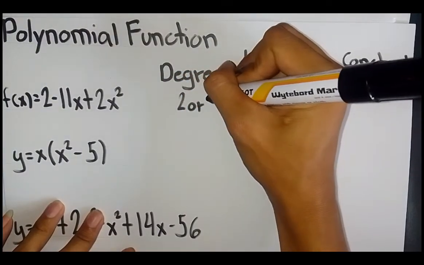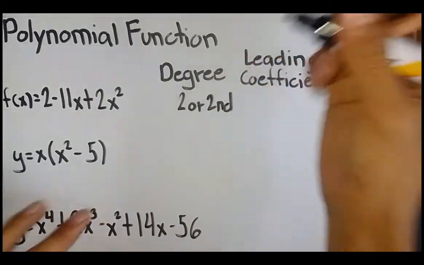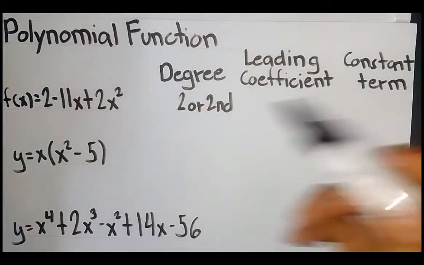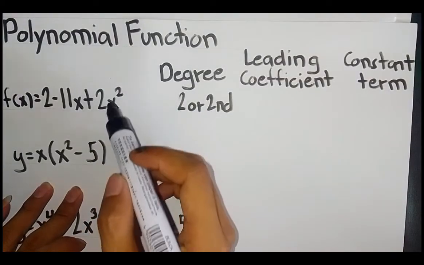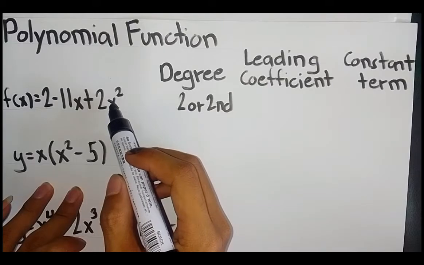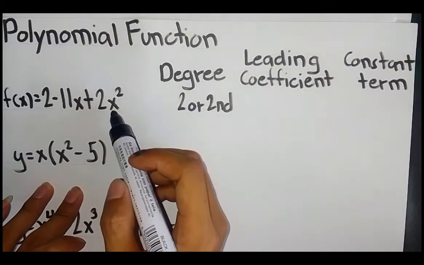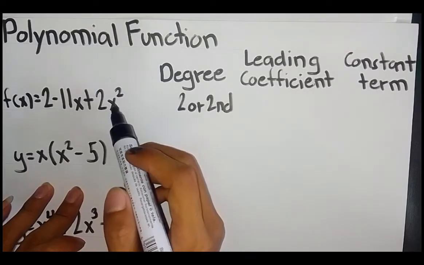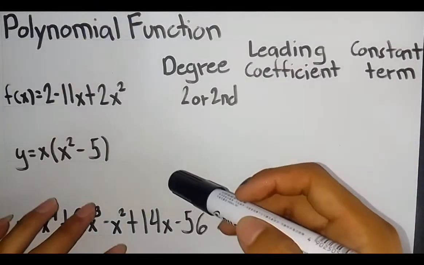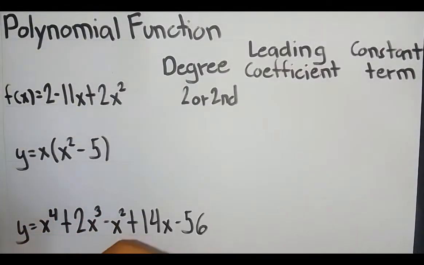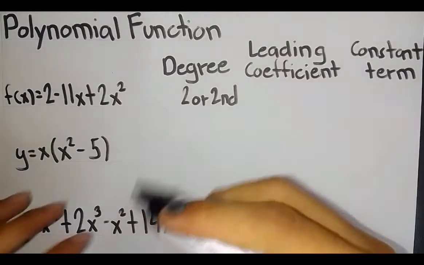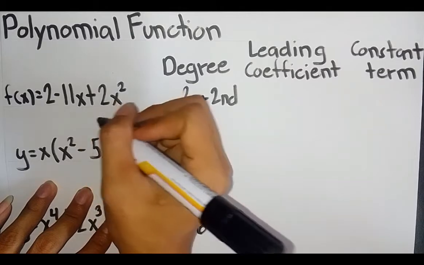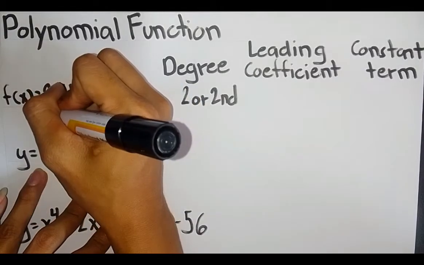or second. Why? Because the degree is the highest exponent. Kasi this equation is hindi siya naka-arrange. So first is i-arrange muna natin siya. So the first term is the highest exponent.